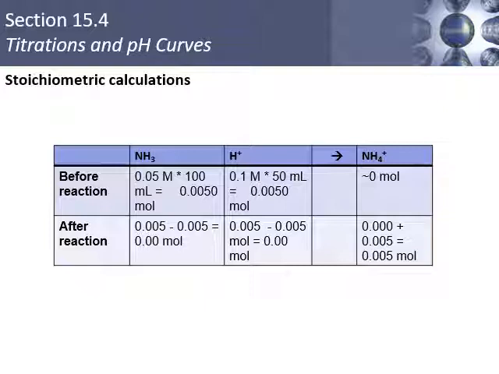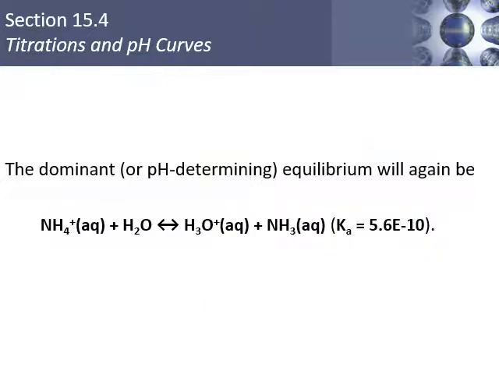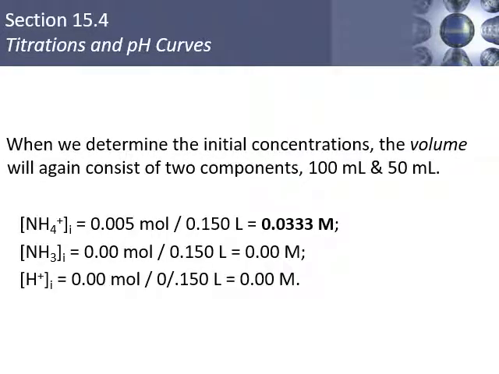Okay, so here's what we end up with. We actually just figured this out on the previous slide. We end up with 0.005 moles of the NH4 plus. Next slide. And we divide that by the total volume of 0.15 liters. And when we do that division, we get 0.0333 molar for the NH4 plus. So this is what we're going to write in the I row under NH4 plus.